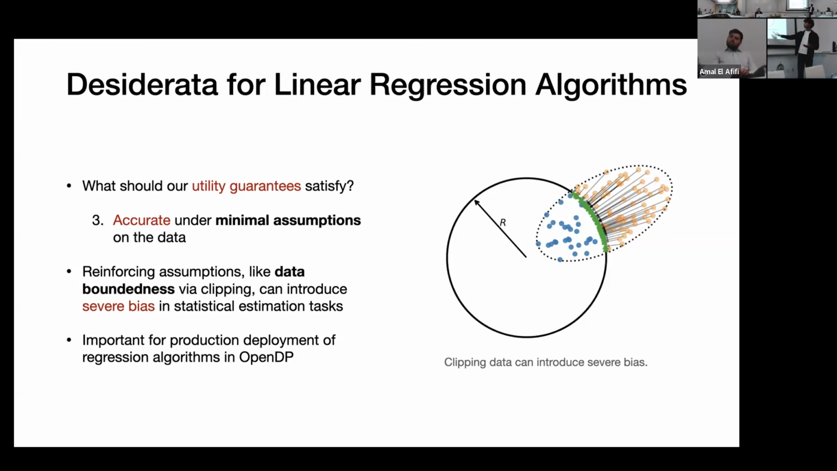If we take a look at the image on the right, we can see that by taking this data distribution, which is uniform over an ellipsoid, and projecting it into a norm ball, because we don't have any a priori information on the size of this thing, we actually bias and change the data distribution a lot. And this can cause severe bias in statistical estimation tasks, and as we show later in this talk, can actually lead to pretty bad utility for fairly wide classes of private linear regression algorithms. So really, we want accuracy under almost no conditions on the data, especially something like data boundedness.